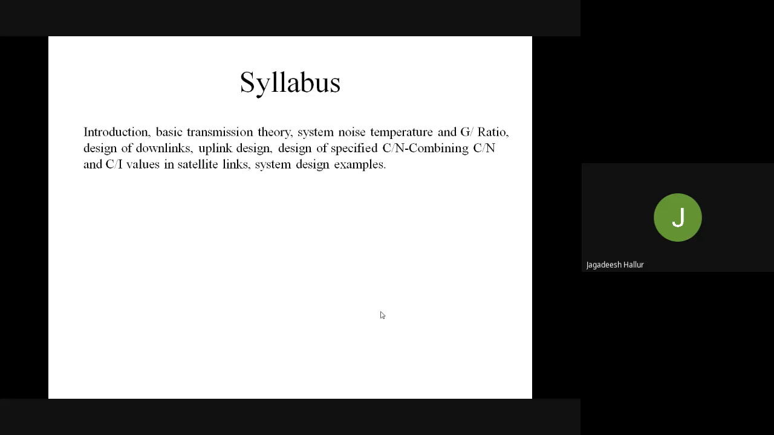Okay. We'll start with the first point, that is basic transmission theory. See here, the basic transmission theory, you already studied this derivation in mobile communication also. The design of a satellite depends on various parameters. We have seen the parameters of satellites, orbital parameters. We have seen the satellite subsystems in unit number 2.